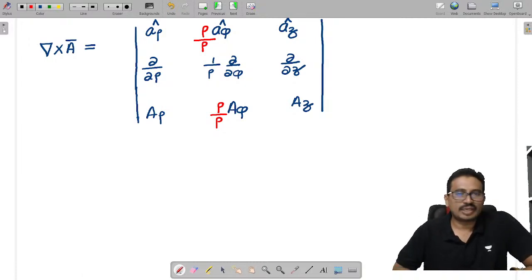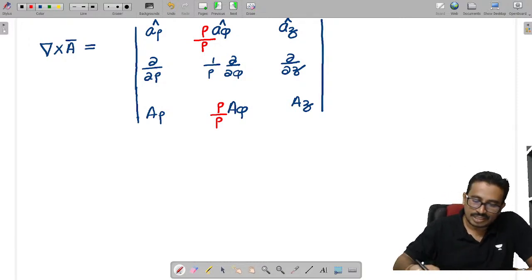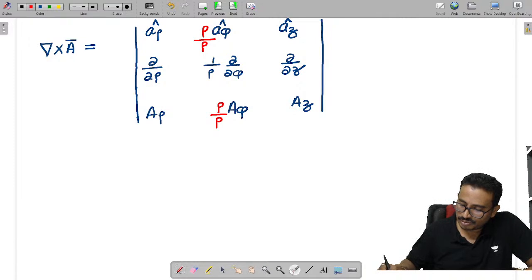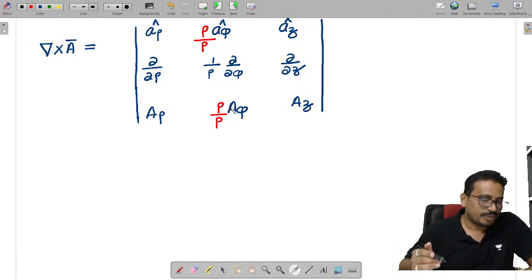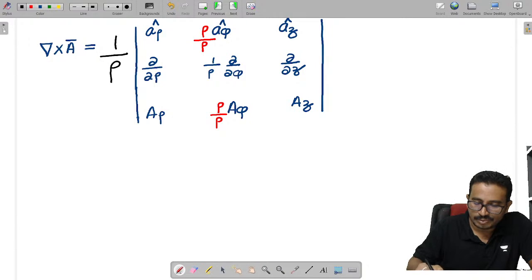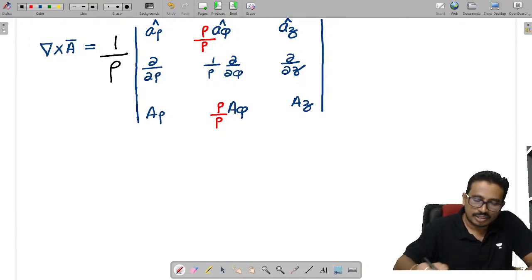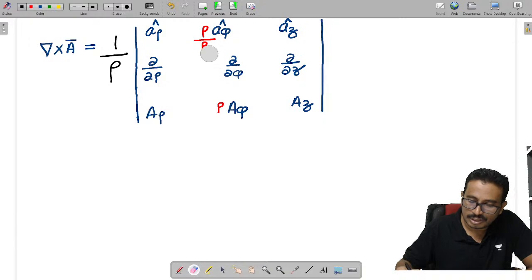देखो इधर मैंने ये मल्टीप्लाइड एंड डिवाइड ऐसा किया. अगर आपने ध्यान से देखा तो, now what I am doing is, in this column can I take out the 1 by rho outside? बोलिए अगर मैंने 1 by rho बाहर ले लिया तो इधर क्या बचेगा बोलिए? इसको हटाना पड़ेगा, इसको हटाना पड़ेगा.